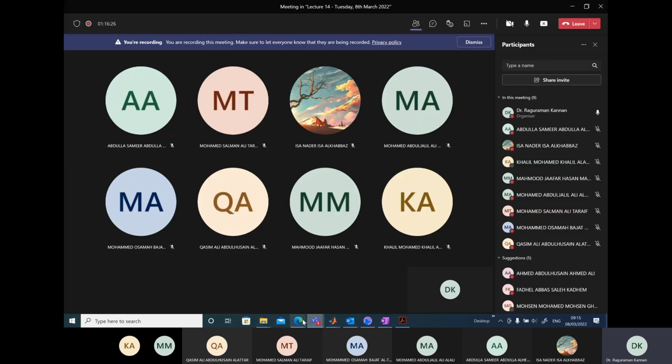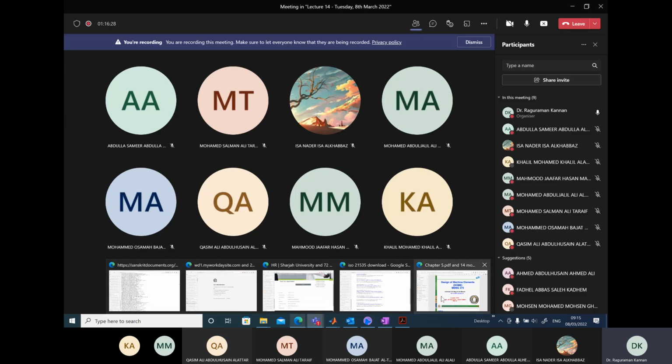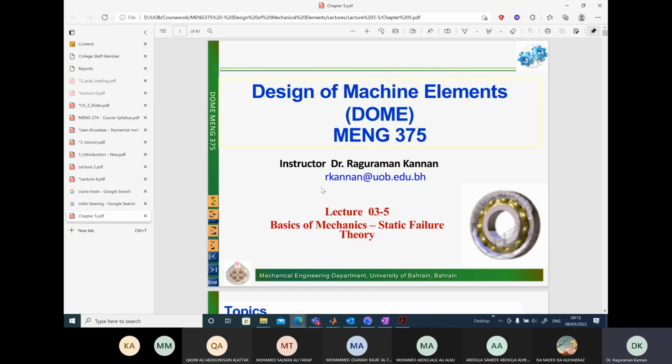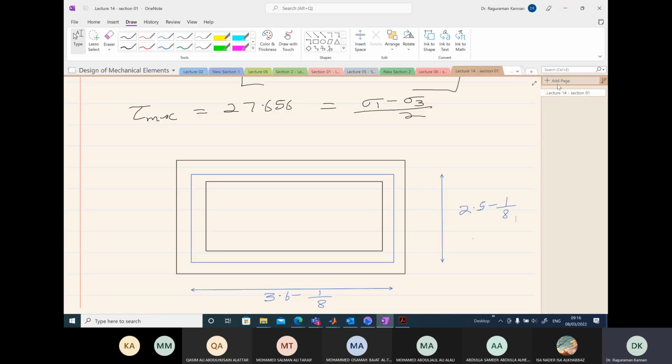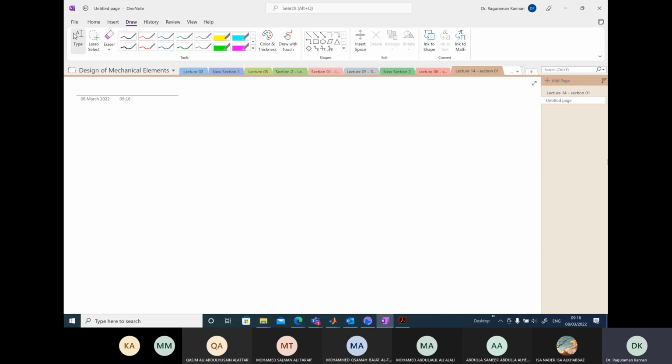Okay, so let's go back to a new chapter now. We have finished 3 chapters. All the 3 chapters are review of what you have learned before in previous courses. Now we'll go for a new chapter. And the new chapter is going to be on failure theory. More correctly, it is static failure theory.